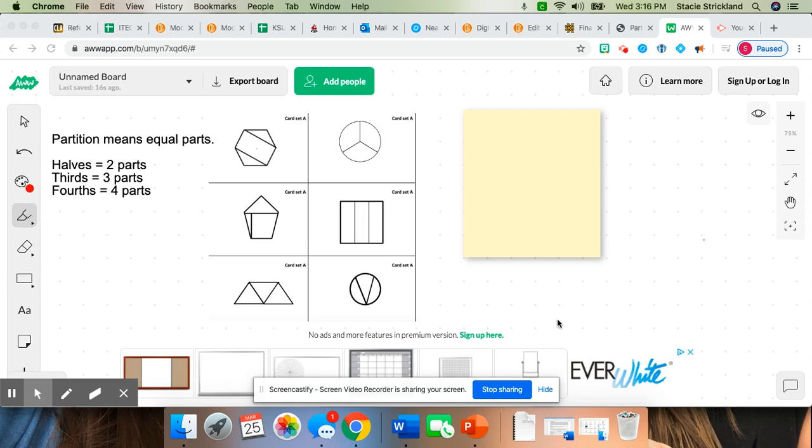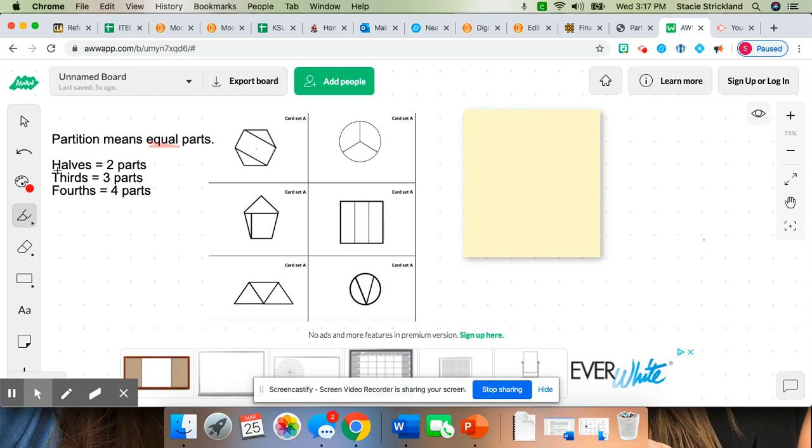Hey guys, today we're going to continue talking about partitioning shapes, but instead of actually drawing those lines together and partitioning them ourselves, we are going to look at some examples of shapes that are partitioned into equal parts and are not. So just as a review, to partition means that you are dividing or breaking a shape up into equal parts. That's really, really important to remember that the parts are always going to be equal.